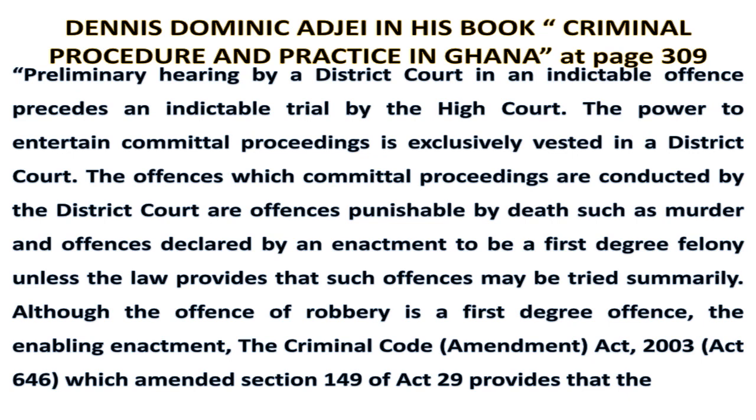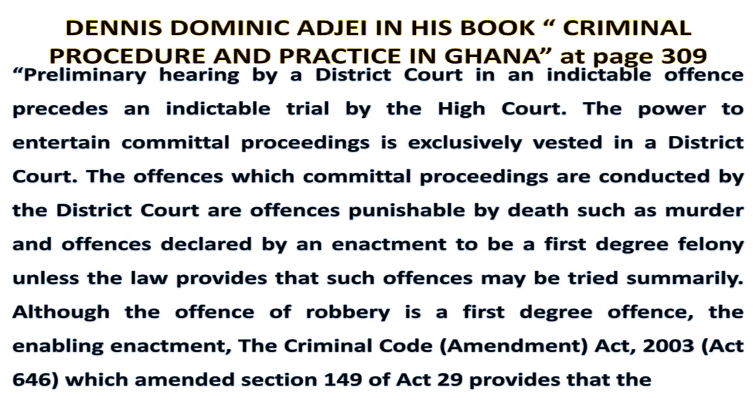And so, he goes ahead to tell us that the offenses in which committal proceedings are conducted by the district court are offenses punishable by death, such as murder, and offenses declared by an enactment to be a first degree felony, unless the law provides that such offenses may be tried summarily. This statement contains a very crucial piece of information.